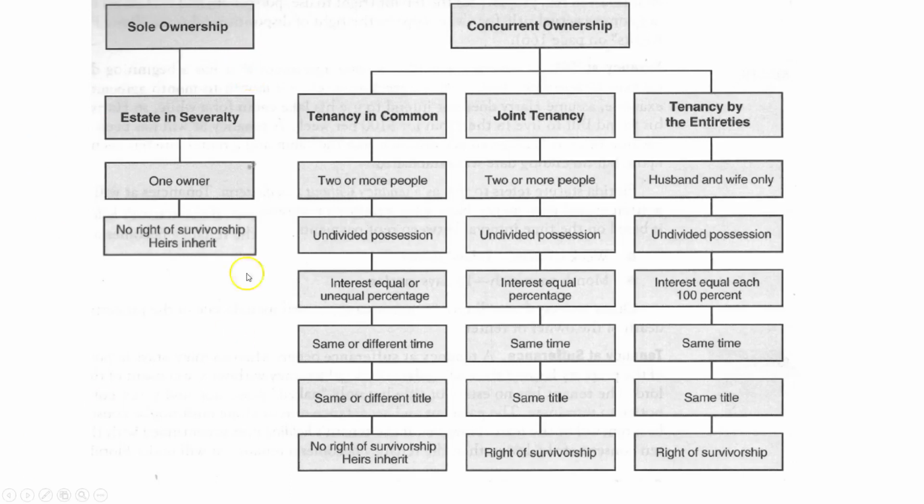And the only thing we haven't mentioned here, on all of the concurrent ownerships, they all have undivided possession. Now that means that it's not like, in tenants in common, I own the top floor, you own the middle floor, and the other person owns the bottom floor. It means they have whatever their share is of the whole building. We'll go through that again.